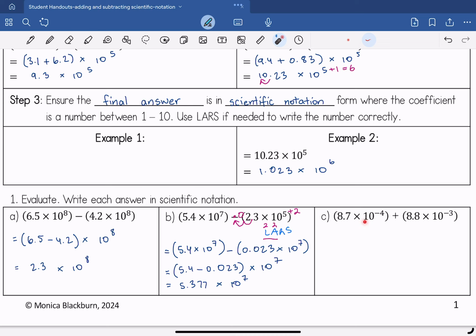We have powers of 10: one is -4, one is -3. So I'm going to turn the -4 into a -3, which means I need to add 1. -4 plus 1 is equal to -3. If we're going to add 1, we're going to move the decimal to the left by the same number of spaces, which is 1. I'm going to rewrite the question.